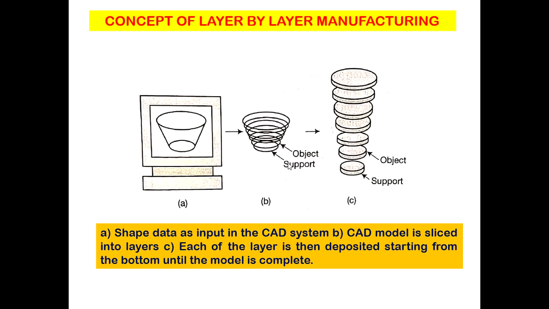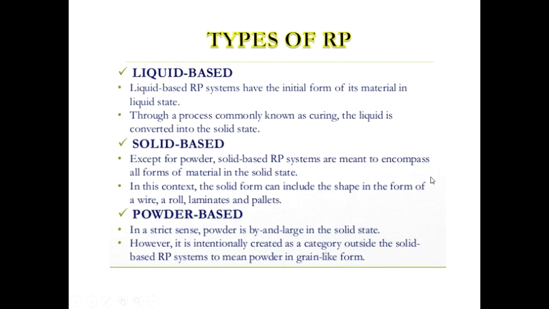So the computer model is sliced into layers, the number of layers you have to decide, and the number of layers depends on the thickness. The smaller the thickness of the layer, the more layers there will be, and the greater the thickness of the layer, the number of layers will decrease. Then in the third one you can see how the layers are deposited one above the another. So this figure shows the concept of layer by layer manufacturing.